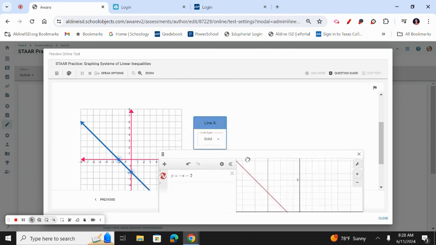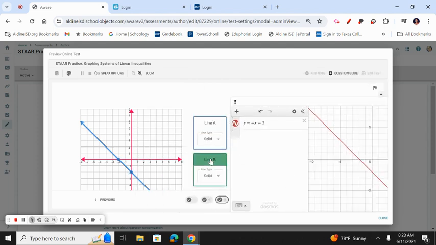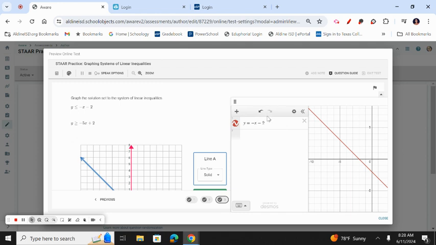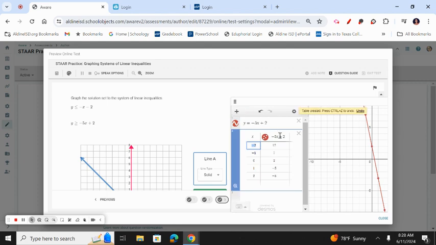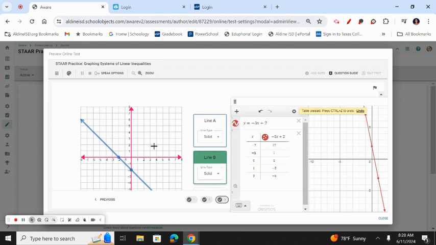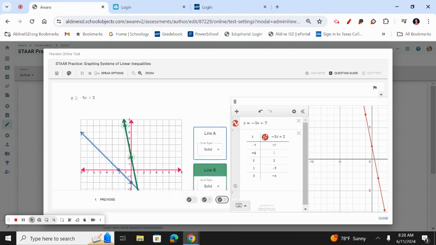Now I need to select line B. And line B was negative 5x plus 2. Let's change that. And it's 5, 2, and that's 0.4. So I can't do that. I go to the gear table, and this only goes to 8, so negative 1 and 7, positive 7, and then 0, 2, and it's supposed to be a solid line as well.